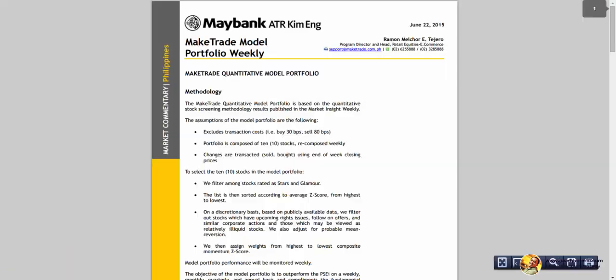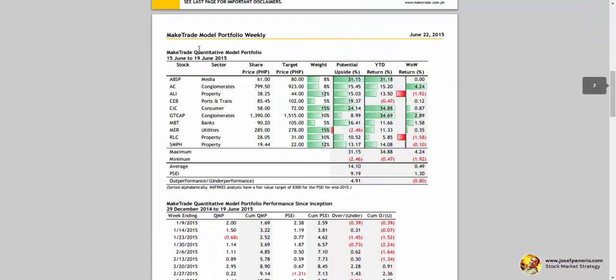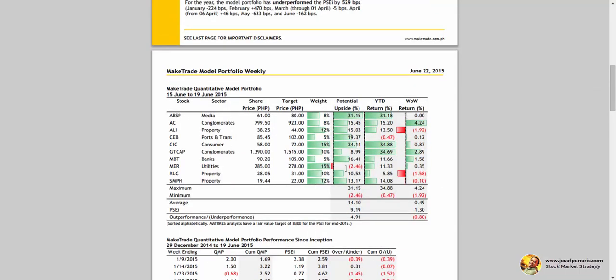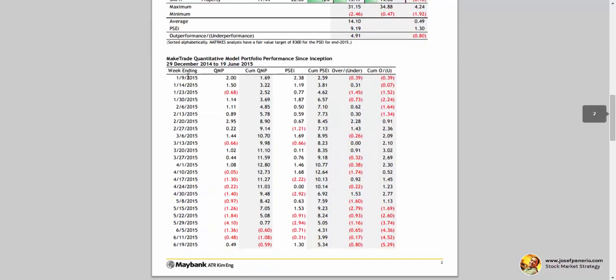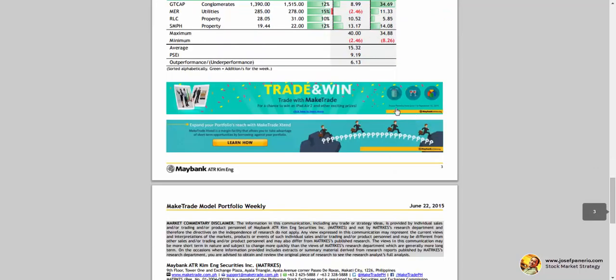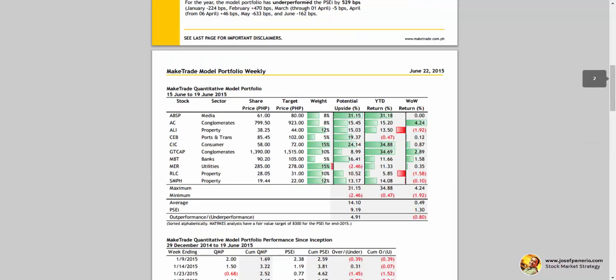So this is how it looks for the week, the Maketrade model portfolio weekly. They share their methodology, and this is their market portfolio for the week. They have the weight, the potential upside, year-to-date return percentage, and the details of that are reflected here. And pretty much information about their stock picks for the week, or their favorites for the week.